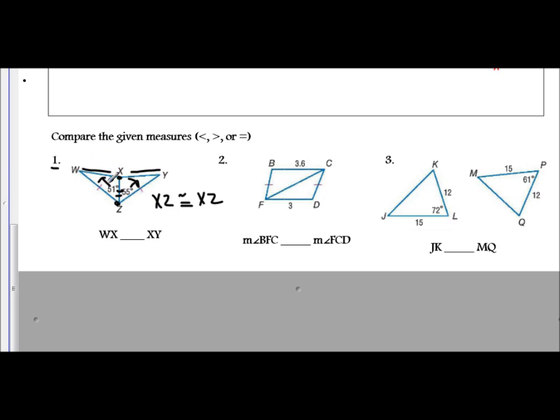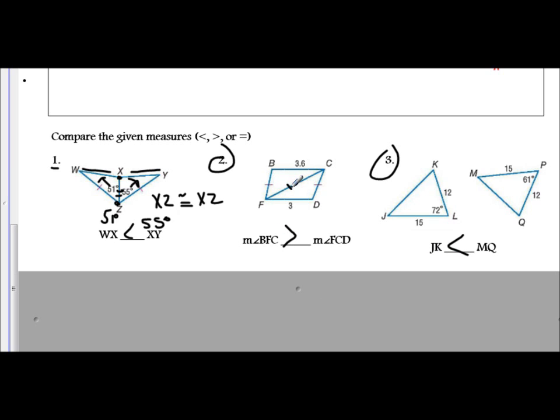So WX, because it's opposite the smaller angle that has a measure of 51, is less than XY that has an opposite angle measure of 55. All right, you try number 2 and 3 on your own. Pause the video and see what you get. Okay, you should have gotten greater than for number 2 and less than for number 3. If that's what you got, go ahead and move on.